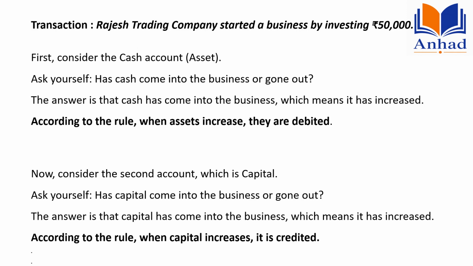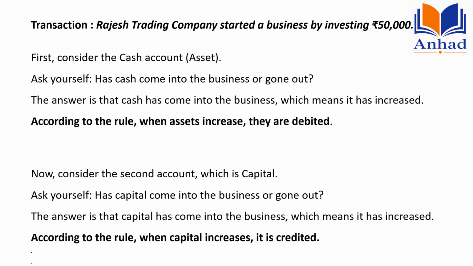After identification, we now need to apply the rules. The first account is the cash account, which is an asset. Ask yourself, has cash come into the business or gone out? The answer is that cash has come into the business, which means the asset has increased. According to the rule, when assets increase, they are debited. Now, consider the second account, which is capital. Ask yourself, has capital come into the business or gone out? The answer is that capital has come into the business, which means it has increased. According to the rule, when capital increases, it is credited.